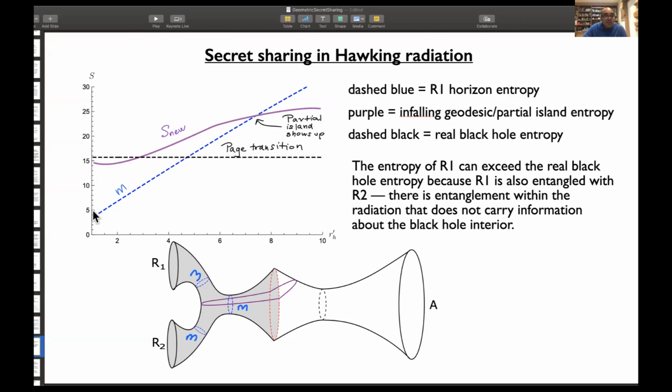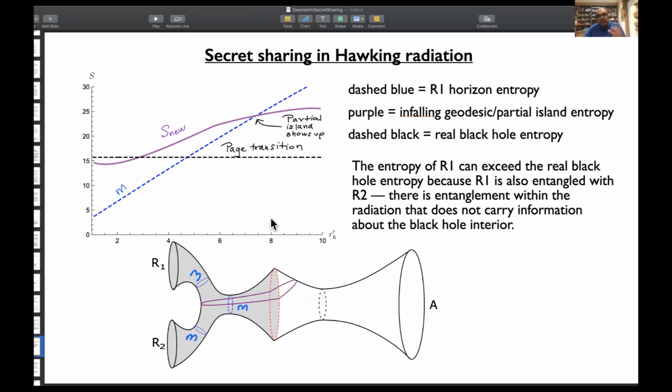What happens is at early times, the smallest thing is indeed the horizon associated with R1. You keep running through the radiation protocol. At some point, you pass through the Page transition. Then sometime after that, it turns out that this purple geodesic with the partial island is the one that dominates the entanglement entropy of R1, and thereby you get partial recovery of the interior.